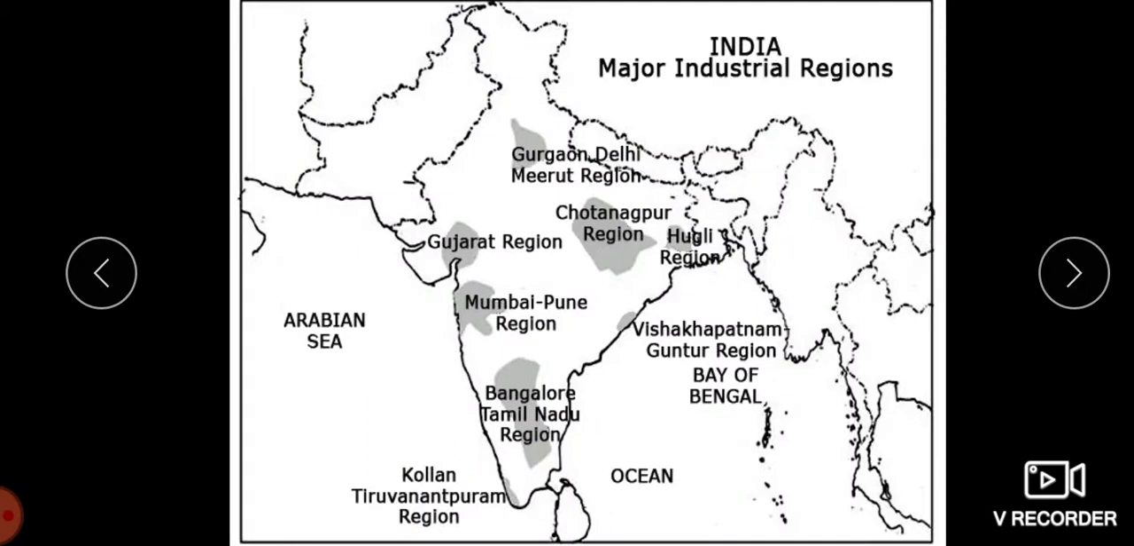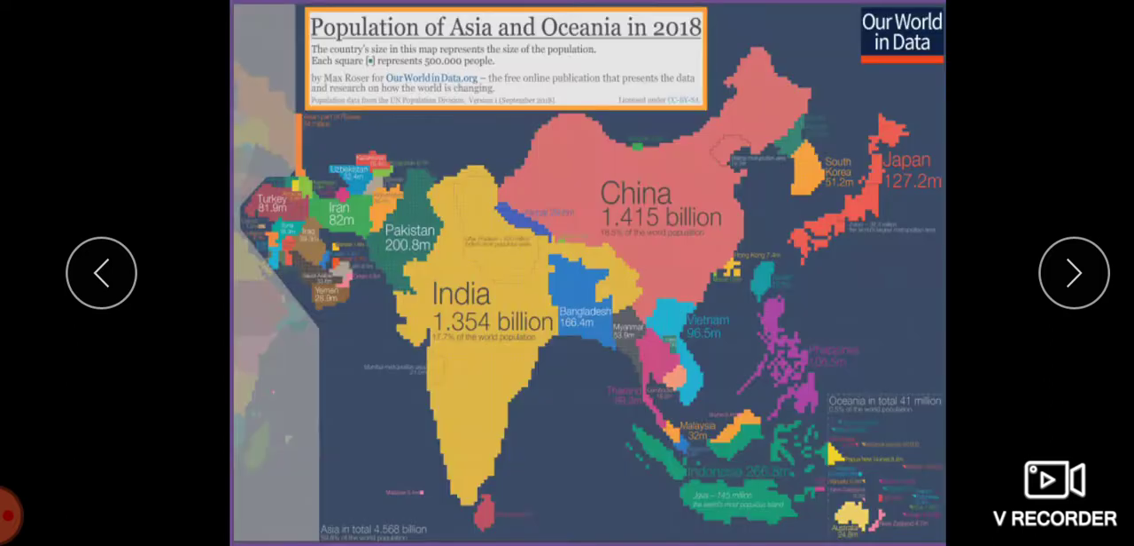India's industrial regions: we have the Hooghly Kolkata region, the Gurgaon Delhi Meerut region, Chota Nagpur region, Gujarat region, Mumbai Pune region, Vishakhapatnam Guntur region, Bengaluru Tamil Nadu region, and the Kollam and Thiruvananthapuram region. All these are the major industrial regions in India. Other Asian industrial regions are located in South Korea, Hong Kong, Singapore, and Malaysia.